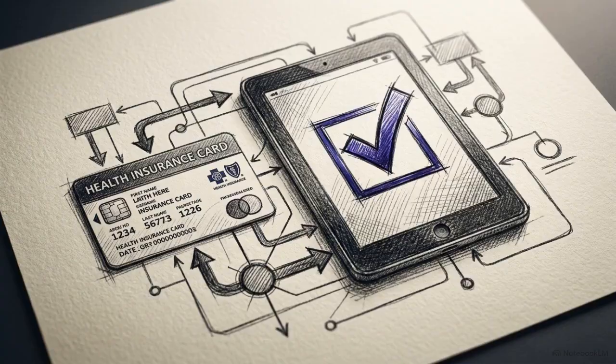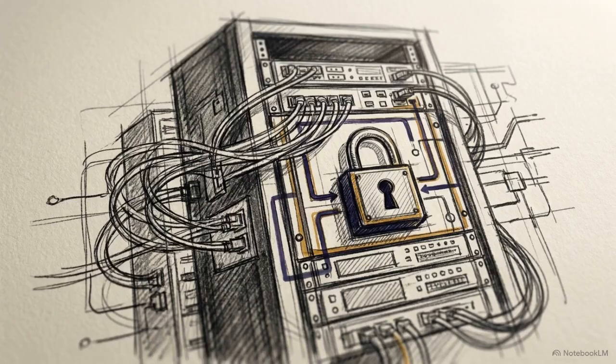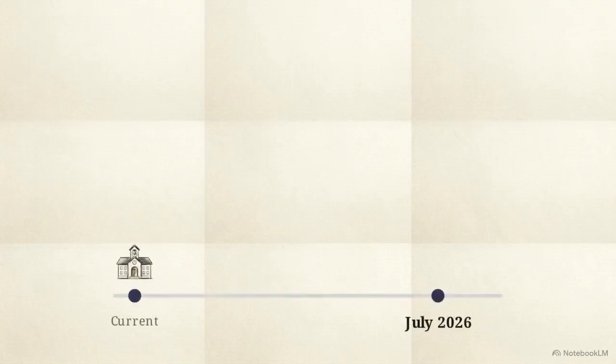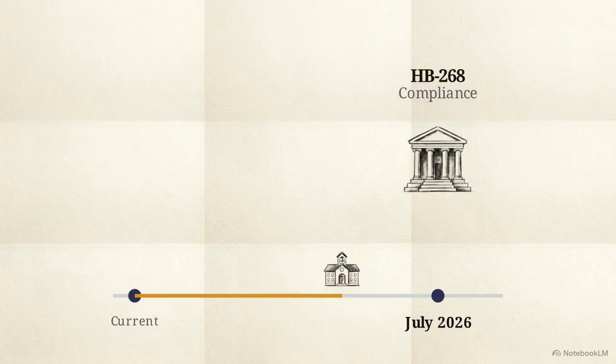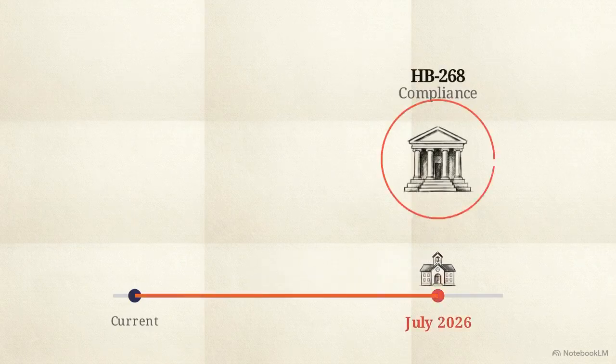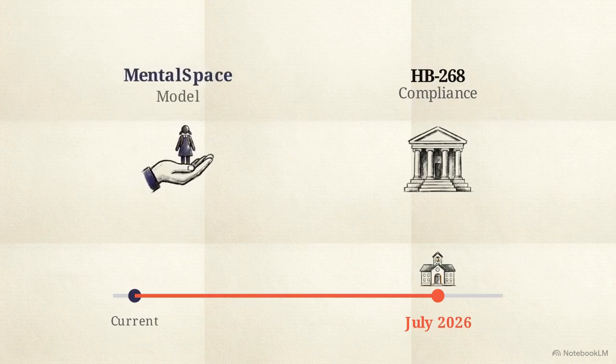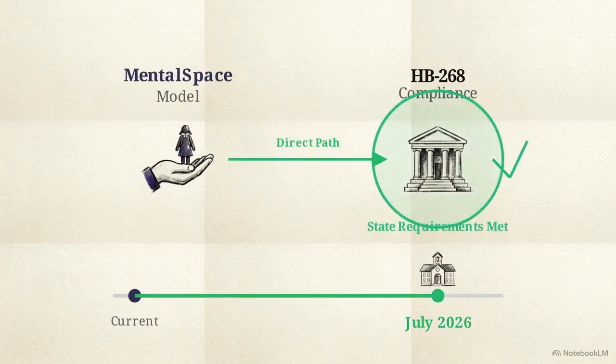The model is also supported by major commercial carriers, including Aetna, Cigna, and Blue Cross Blue Shield. On the data side, the platform maintains strict HIPAA and FERPA compliance standards. There is also a legislative deadline approaching. Georgia schools must meet HB 268 compliance requirements by July 2026. Adopting the MentalSpace model provides districts with a direct path to meeting these upcoming state requirements.